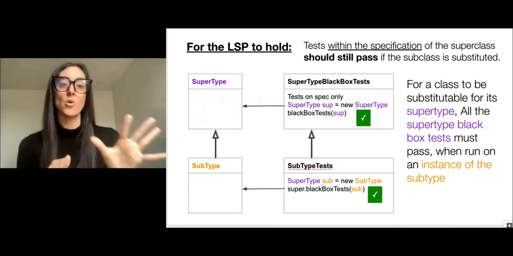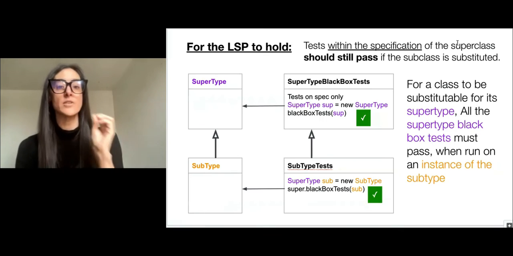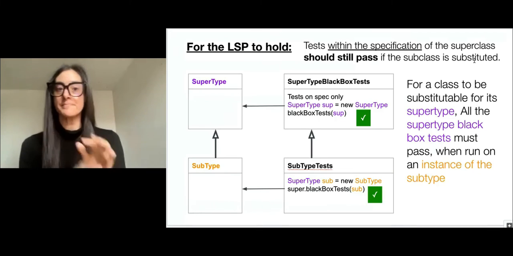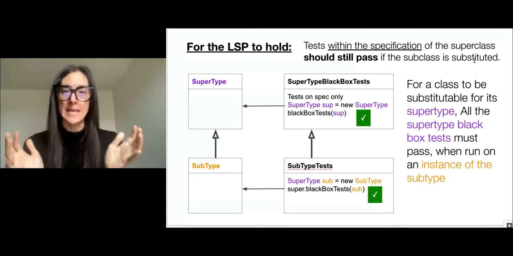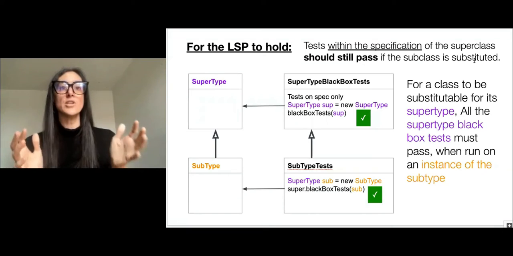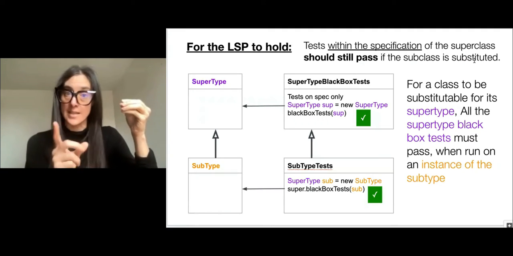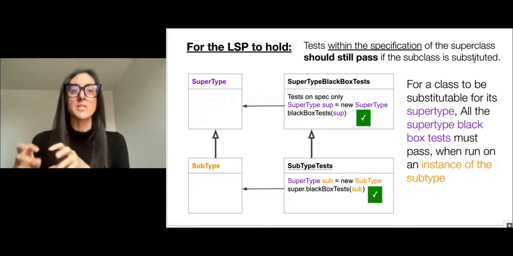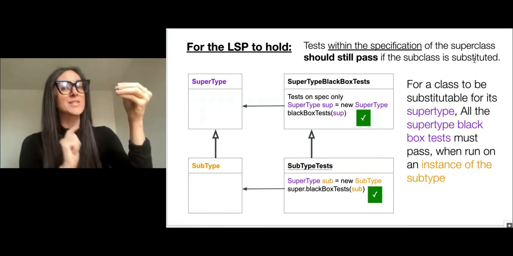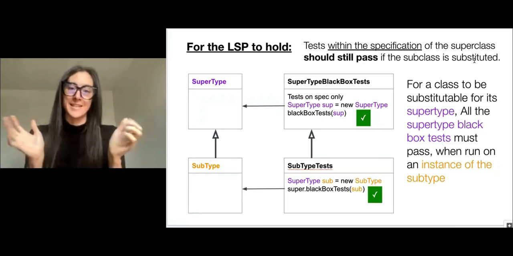For the LSP to hold all of those rules, tests within the specification of the superclass should still pass if the subclass is substituted. That's actually the whole LSP. That's the definition of the Liskov substitution principle: if you write a test for your superclass, a black box test, not some check on your implementation, if you write a test for your supertype, it should still pass if you instantiate the subtype. And that's it. Now you've learned the Liskov substitution principle.